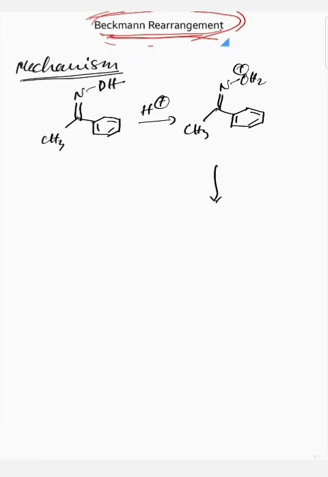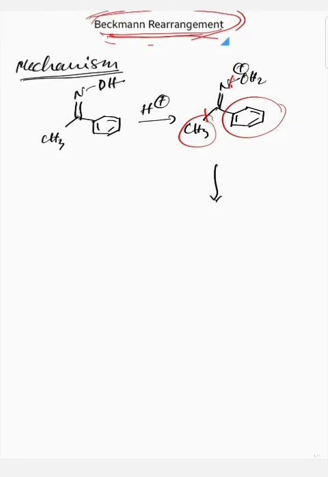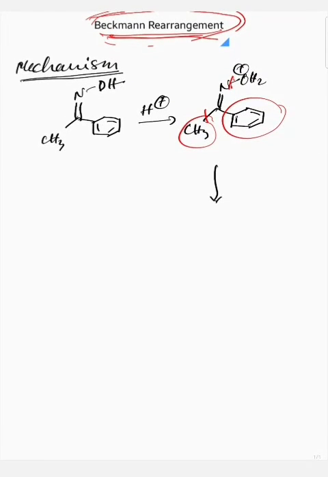Now there is a probability of migration of CH3 as well as phenyl, but which will migrate? I have already told that the group that is trans to the leaving group will migrate to the nitrogen, right? Though the migration ability of phenyl is higher than CH3, that is a matter of long discussion. But here methyl is trans to the leaving group OH2, so methyl will migrate, not the phenyl.